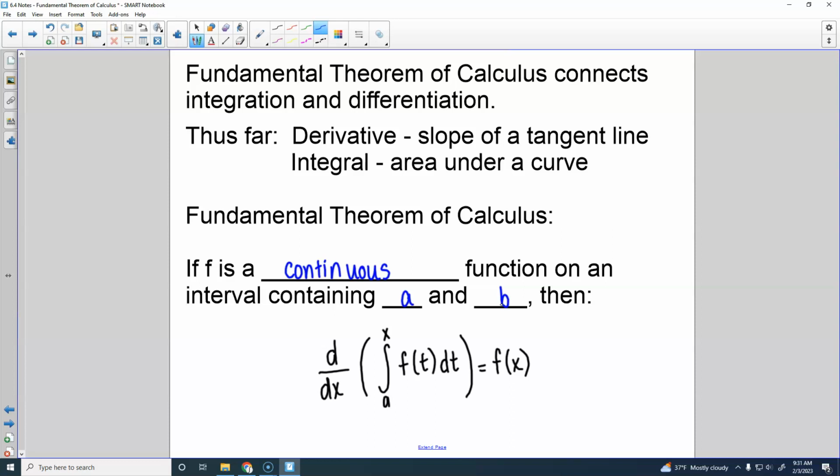Okay, now y'all ready for this? This is a big deal. The derivative of the integral of a function just equals that function, because derivatives and integrals are inverses of each other. So this was the big discovery.